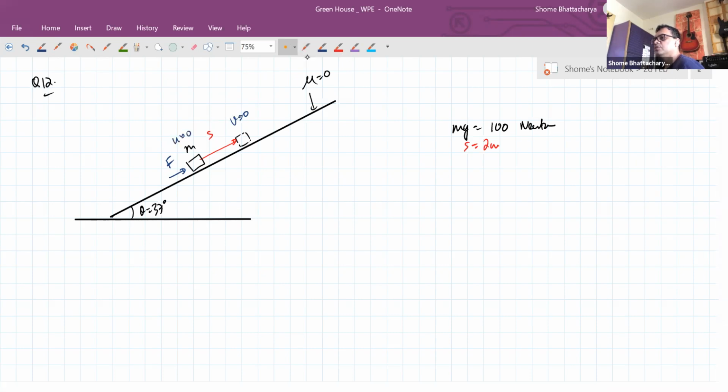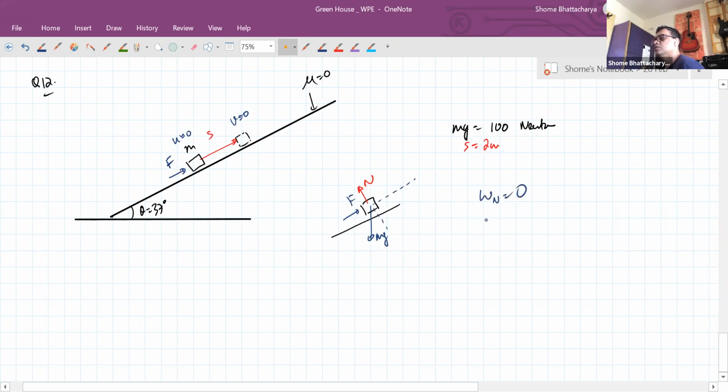So a couple of ways you can do this question. One is by simple logic itself, that the forces acting on this are normal reaction, weight, and F, as it is displacing like this. So work done by normal reaction is 0. Final speed is tending to 0, initial speed is tending to 0. So change in kinetic energy is 0.